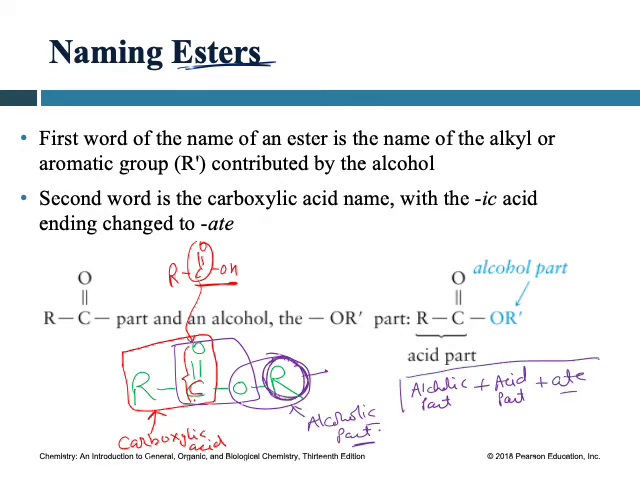So this is how you name an ester compound: alcoholic part plus acid part plus ate. So we're going to do some examples, and the alcoholic part ending should end with YL. So this alcoholic part always acts as a substituent in an ester compound. So we'll see how we can use this information that I just provided to you to name a couple of esters in the next slide.